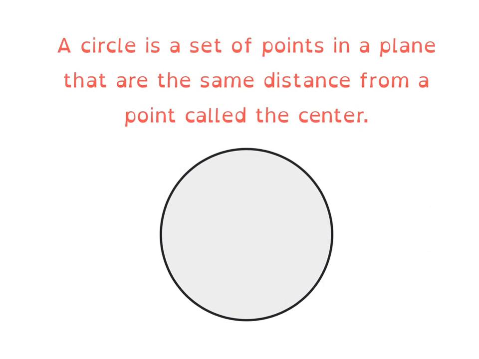A circle is a set of points in a plane that are the same distance from the point called the center. And the center of the circle is, just as it sounds, in the middle. And a circle, what it means by a set of points, means all along the edge of this circle are sets of points. And all of these points are the same distance from the center of the circle.